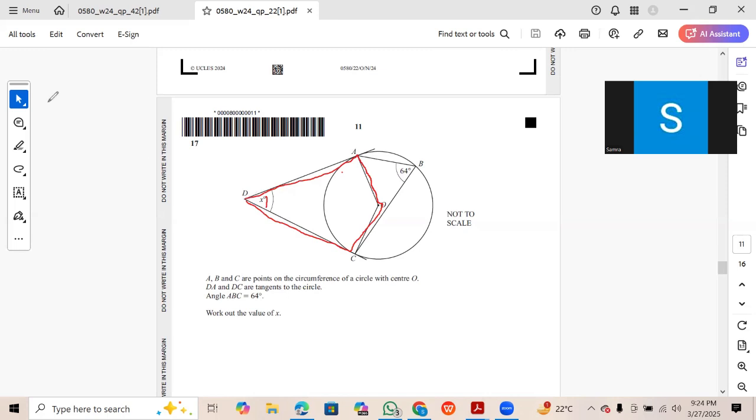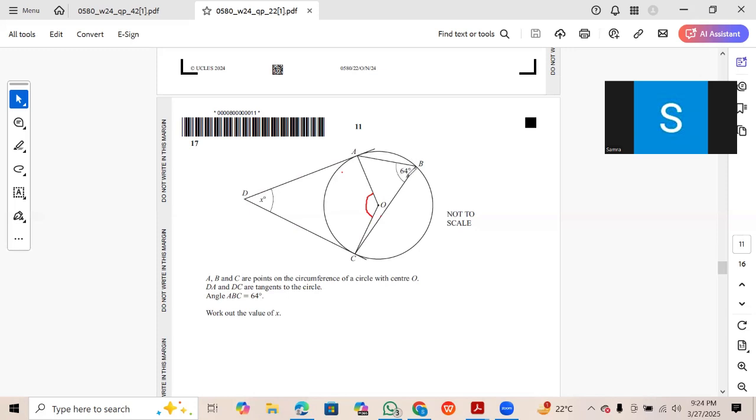But here angles are not given. So first we will find these angles. So this is x, and this is not given. And this is also the center angle, like the angle at the center of this circle. So we will find this angle, and we know that the angle at the center of the circle is twice of that angle.